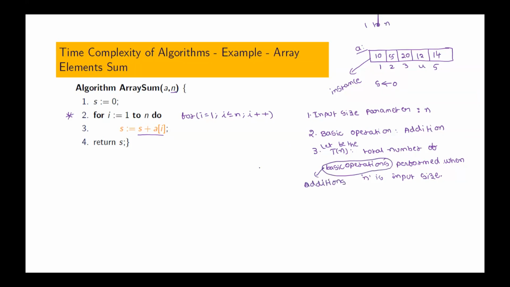Now you should tell me, if n equal to 1, what is T of n? 1. When n equal to 2, how many times is the addition operation performed? This array contains only one element, 5. Now the array contains 2 elements, 10 and 5. How many times is this addition operation performed? 2 times. When n equal to 3, 3 times.